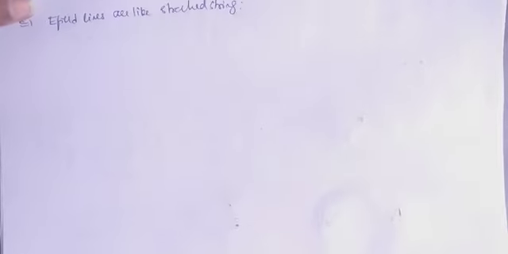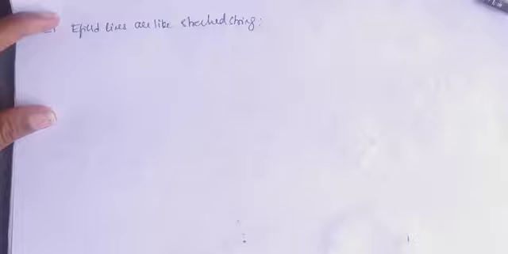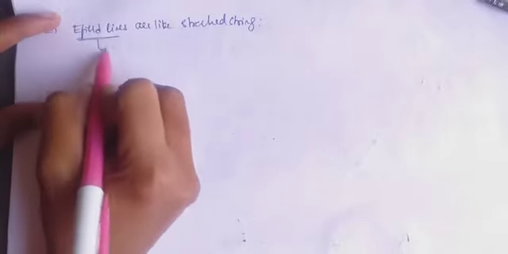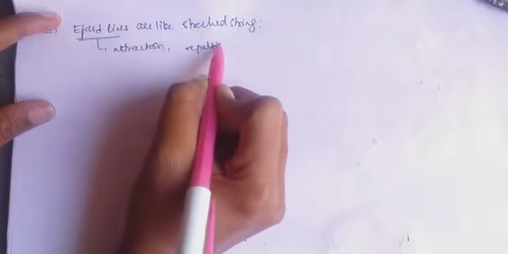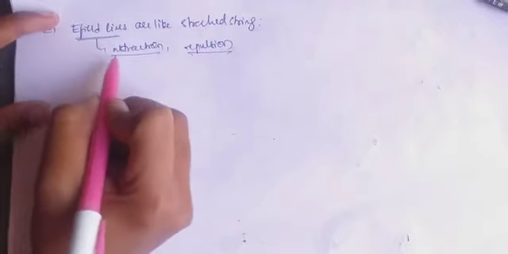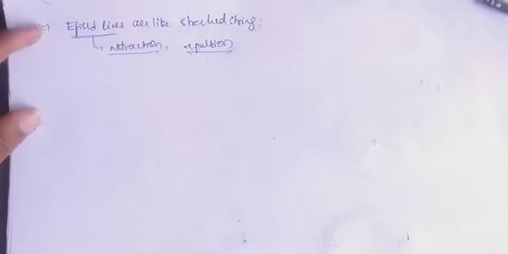Now, electric field lines are always like stretched strings. This is also a property. Electric field lines are like stretched strings. So these field lines explain the attraction and repulsion between two charges. These field lines always represent the attraction between the charges and the repulsion between the charges.